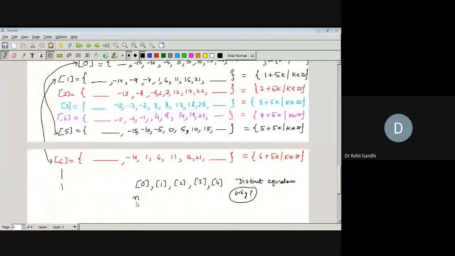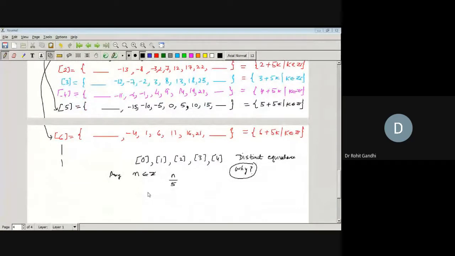Yes sir, for 5. Okay, if I take any n belonging to the integers, and if I divide it by 5, then by the division algorithm, what will happen? There exists some integer q such that n is equal to 5q plus r. This is our division algorithm. And what is the remainder here? The remainder lies between 0 and 5.